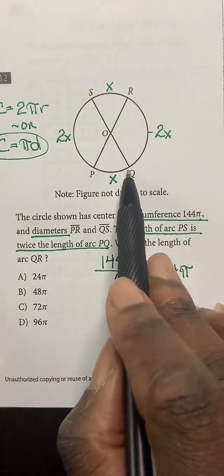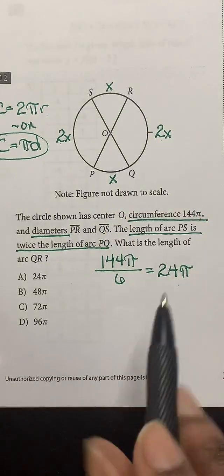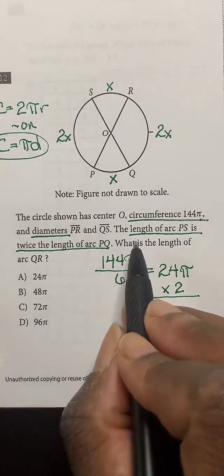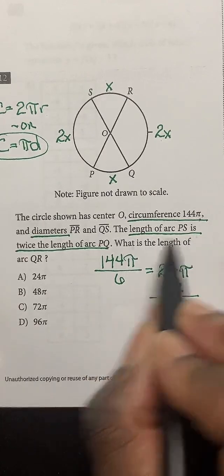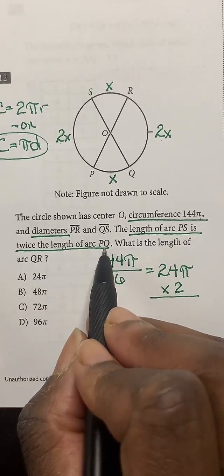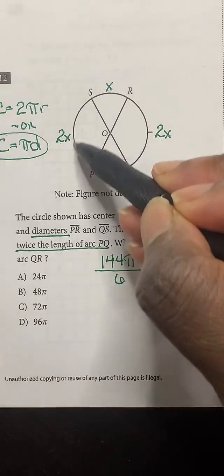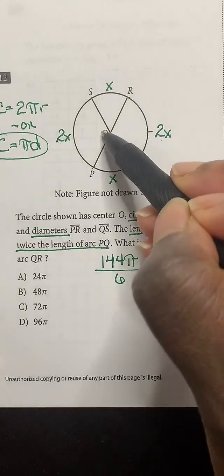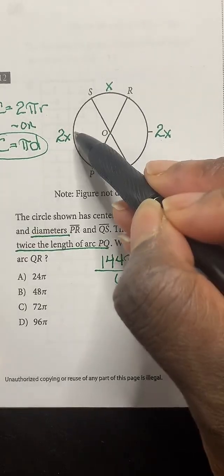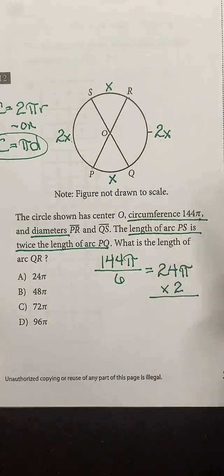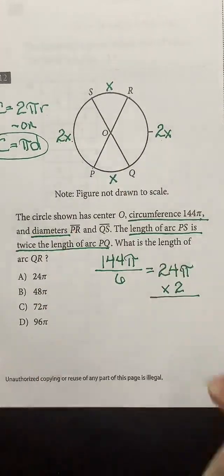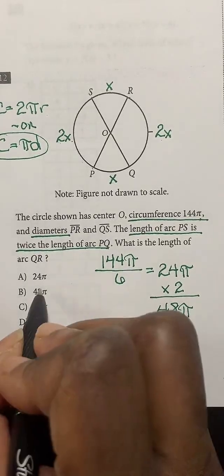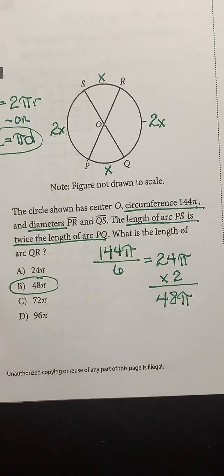Since I want to know what QR is, that means I got to multiply this by 2. Because just like it mentioned, the length of PS is twice the length of PQ. So that means this is going to be twice the length. We got vertical angles, so we have congruent arc lengths because it's hitting right there at the center. So that will give you your 48 pi. Letter B.